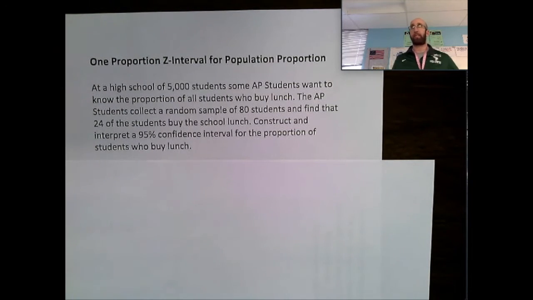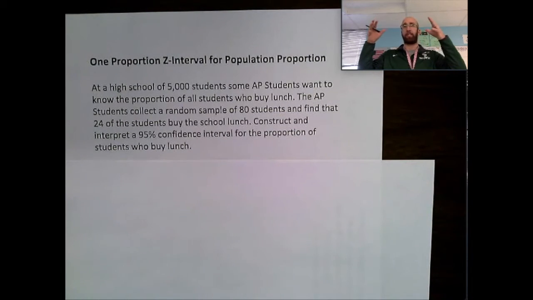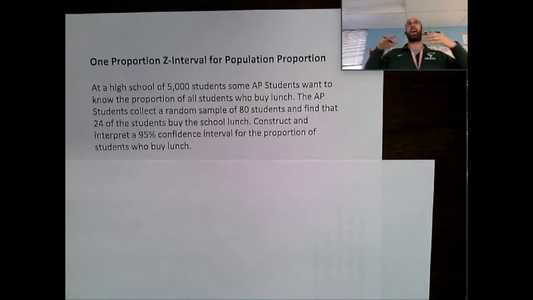So basically what's happening is these AP students have a sample of 80 students and have a proportion from that. What they're trying to do is use that sample's proportion to estimate the entire population's proportion. So they want to know for the entire building, all the high school students, what proportion of students actually buy the school lunch. So we've talked about this in class.